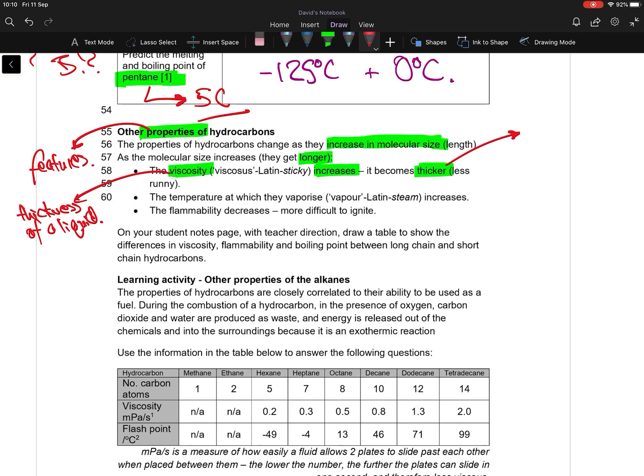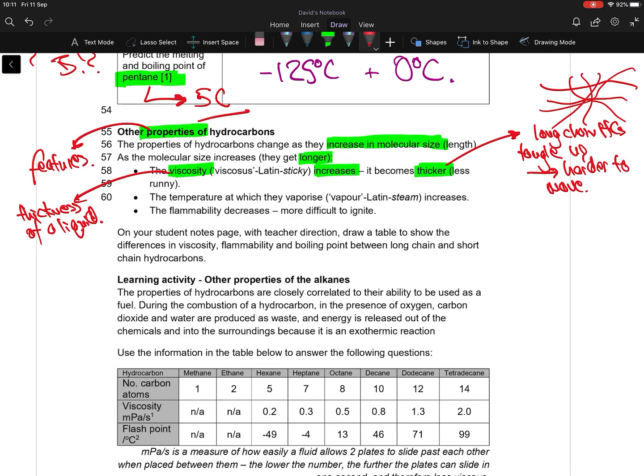And the reason why it gets thicker is you've got lots of long-chain hydrocarbons, and because there's lots of them, a bit like spaghetti, they get all tangled up. So overall, it makes it harder for them to move, and therefore they move slower. The liquid becomes thicker, and they're described as being more viscous. The temperature at which they vaporize increases. The temperature at which they turn to vapors, gas. As they get longer, their boiling point increases.